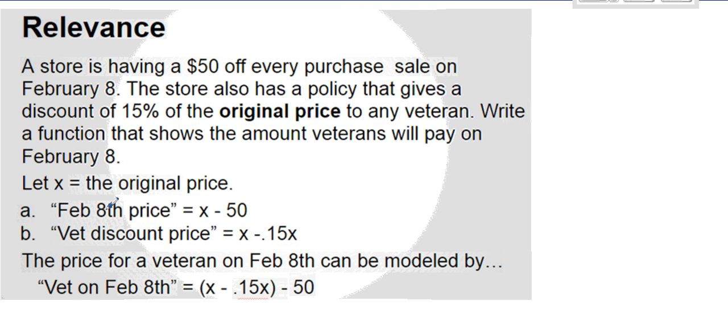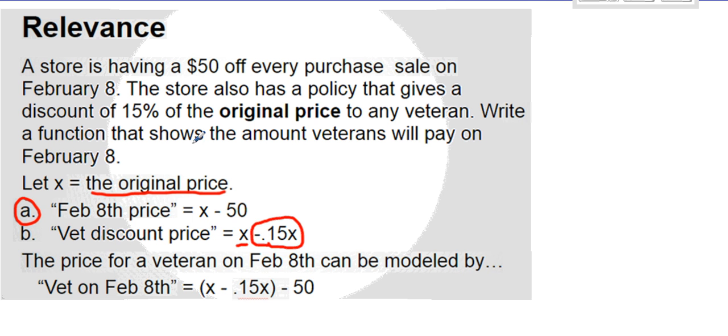And I can illustrate that function down here in part A. Part A says this is the February 8th price, where X is the original price. So X, the original price, minus 50, could be our function for our sell price. The store also has a policy that gives a discount of 15% off the original price to any veteran. So here's my veteran discount price. If you're a veteran, you can come in any day and you'll take the original price and subtract away 15% of it. And that'll be your veteran discount.